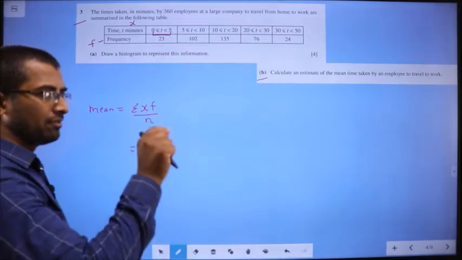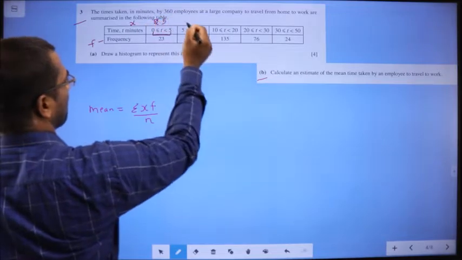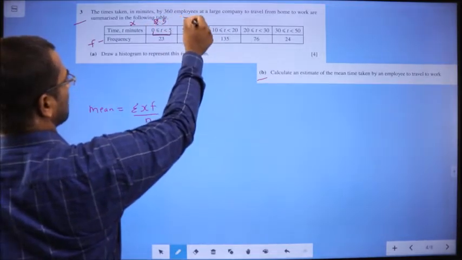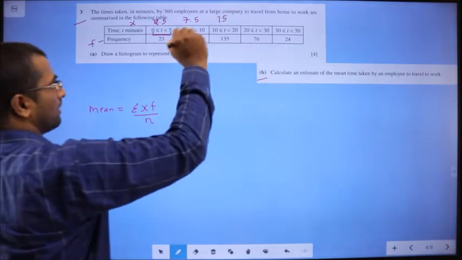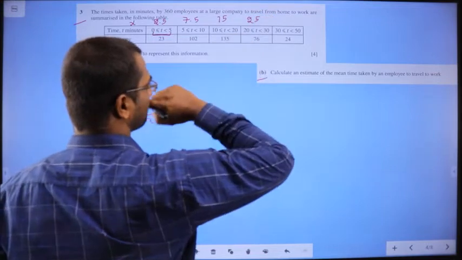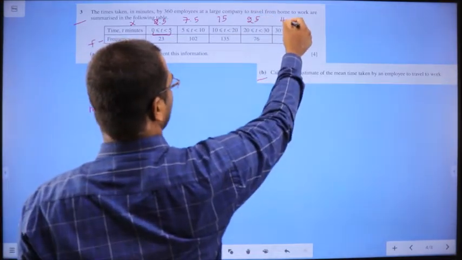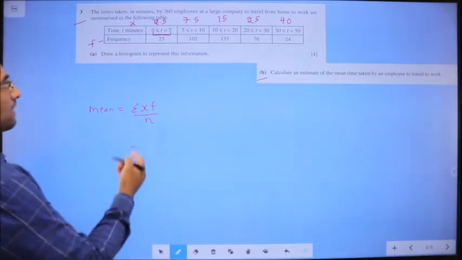0 plus 5 by 2, so here it will be 2.5. 5 plus 10 by 2, 7.5. 10 plus 20 by 2, 15. 20 plus 30 by 2, 25. 30 plus 50 by 2, 40. Okay. Now replace it here.